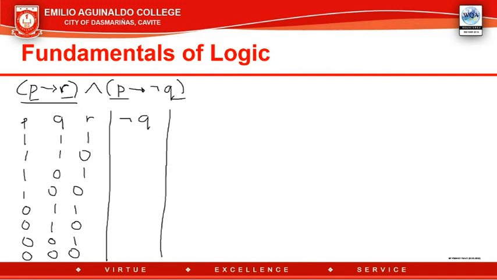So next thing is we're going to get the negation of Q. We have there 0, 0, 1, 1, 0, 0, and lastly we have 1, 1. Then let's try to get the implication of P and R. We have P implied R.